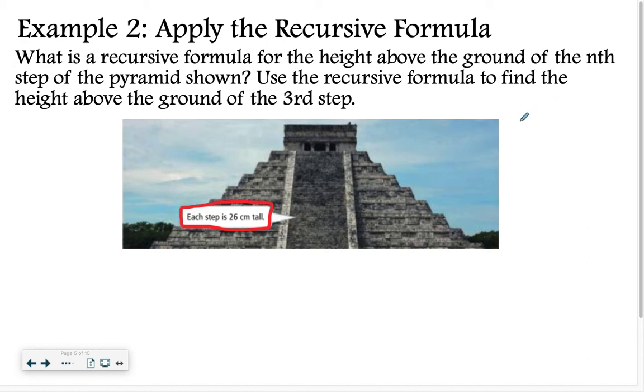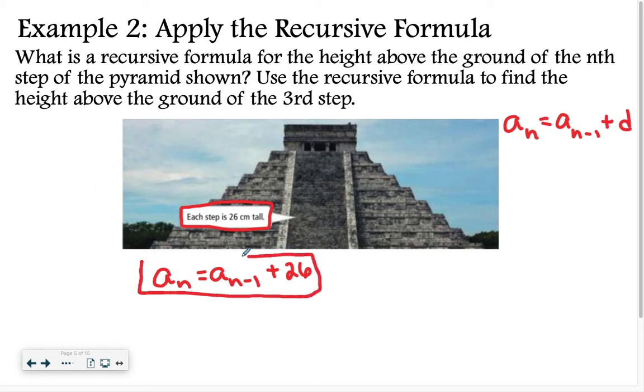So remember our recursive formula, we said a subscript n, because we're just doing a generic formula. It's like using x in our functions. And then we're going to say a subscript n minus 1 plus whatever our common difference is. So if I want to write a recursive formula, I'm going to use the generic a of n equals a of n minus 1. And then what is my common difference? Well, my common difference is going to be whatever the height of each step is. So I'm going to say 26. So this is my recursive formula, and that's all I have to do for that first part of the question.